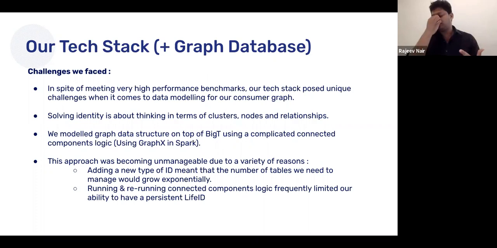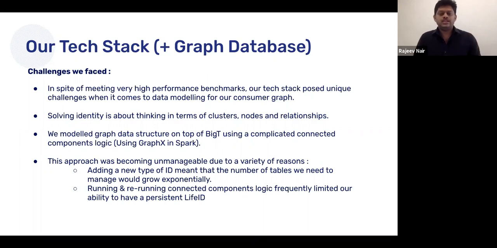When we initially thought of having a customer graph, because we had a very stable and scalable system already built on top of Elasticsearch and Bigtable, we explored a few ways in which we tried to model a graph database on top of Bigtable. So we used GraphX in Spark and ran some very complicated connected components logic and simulated a GraphDB on top of Bigtable. To some extent, it solved some of the initial problems that we had. It gave us good performance.